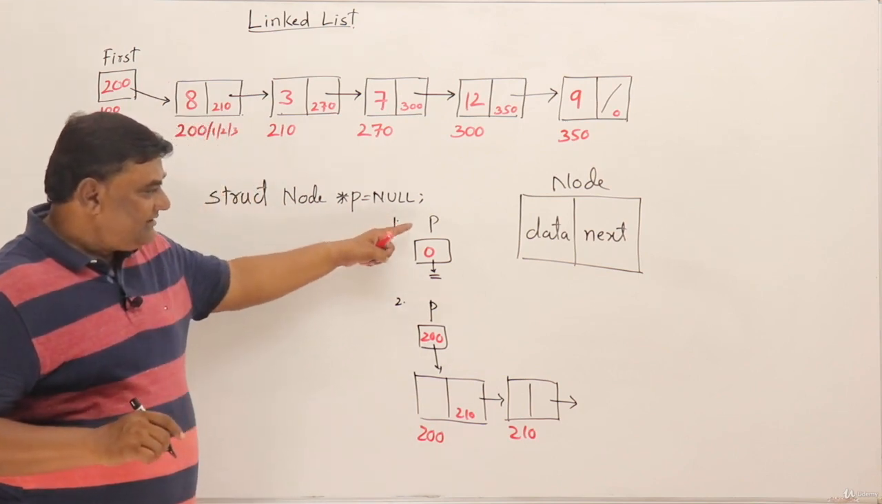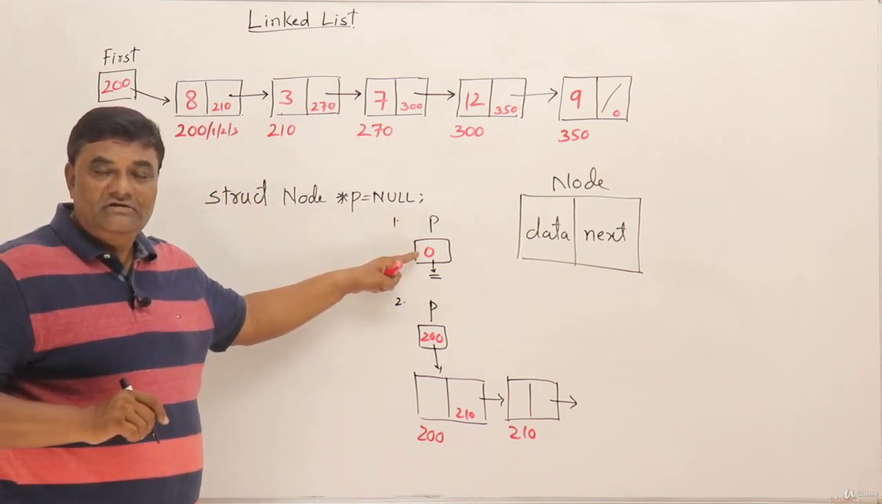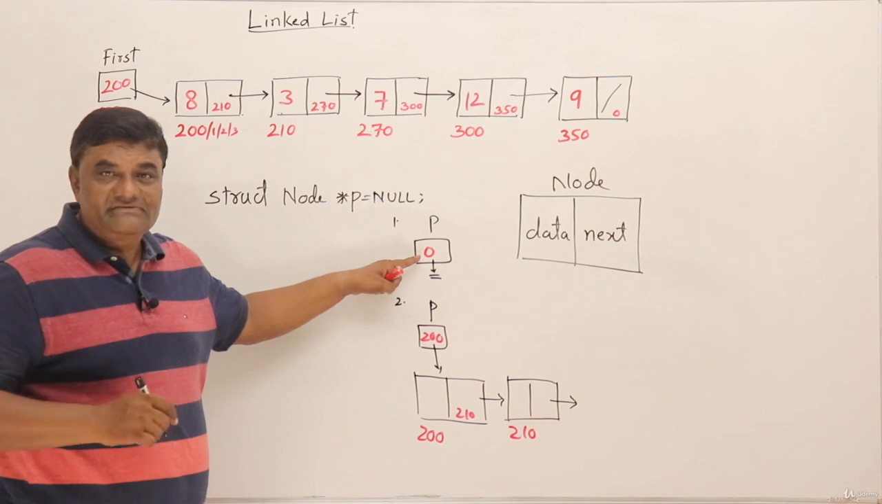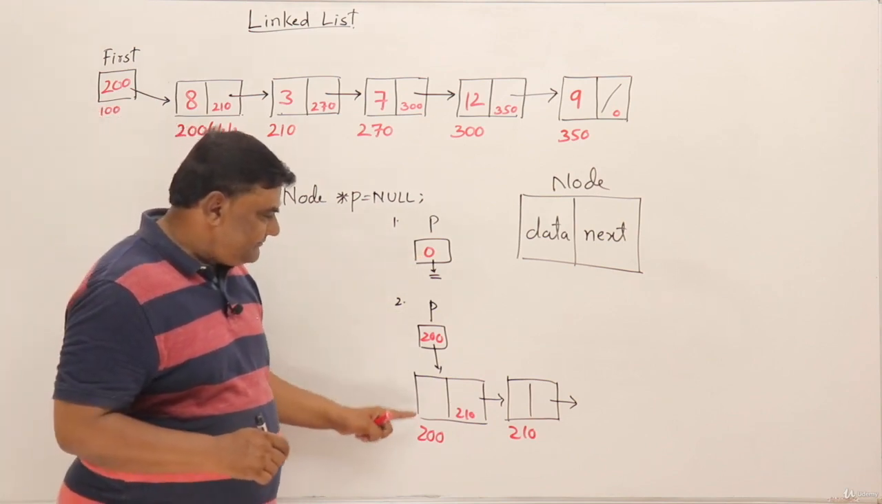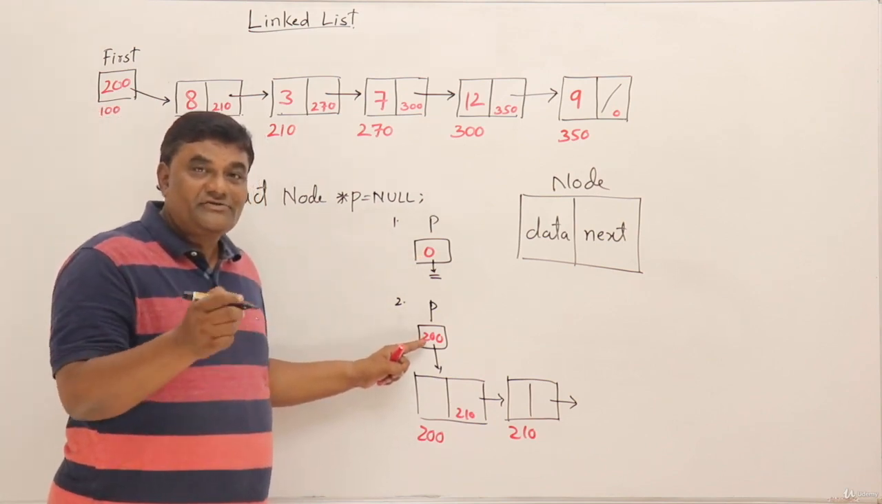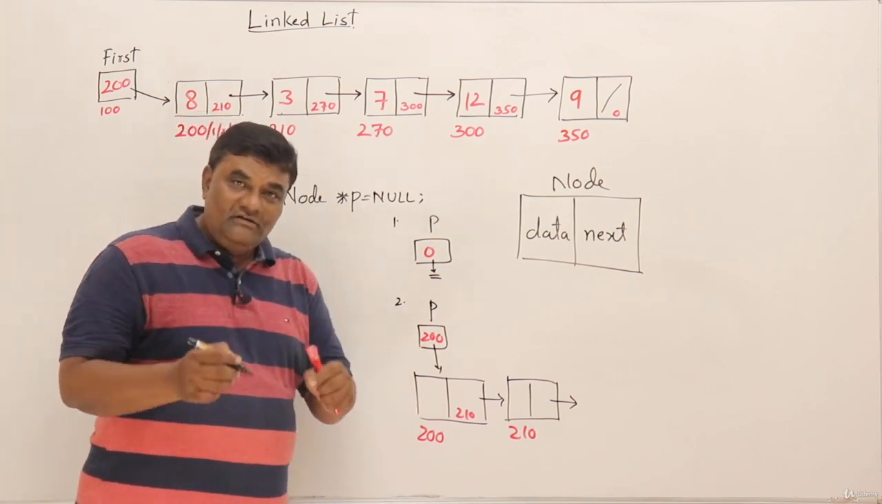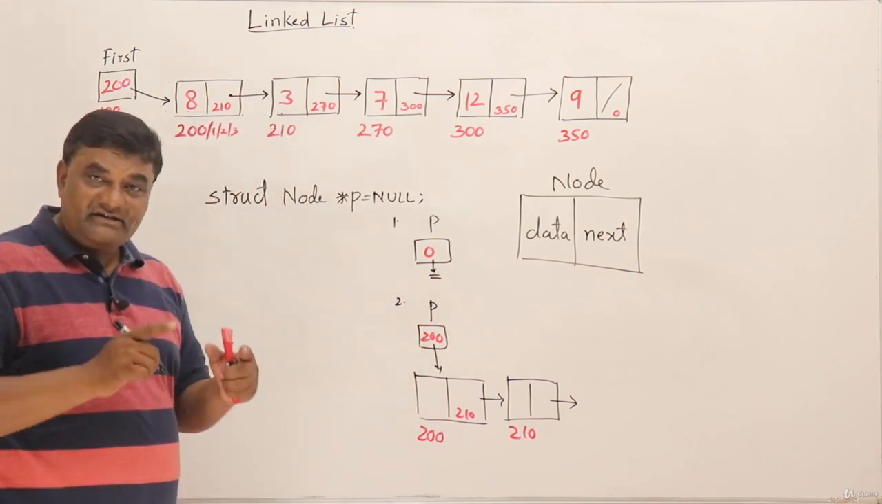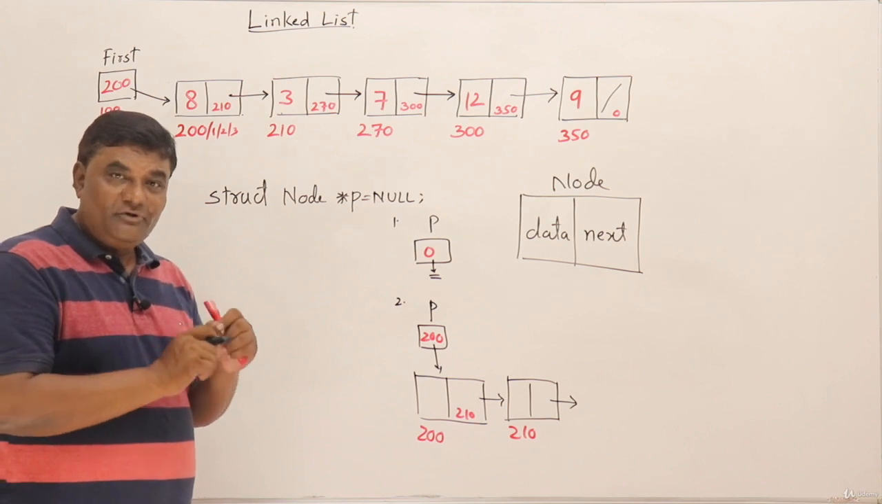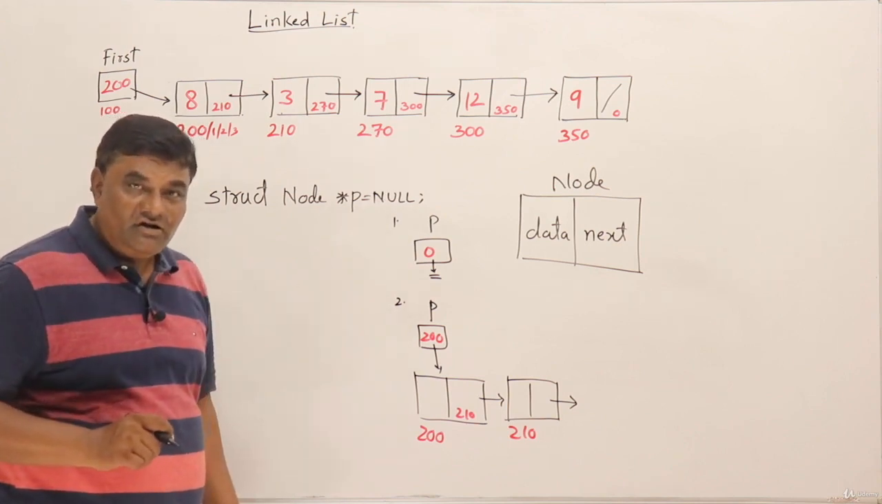So if pointer P is not pointing on any node, then it is 0. 0 means it is false. And when it is pointing on some node, it will have a non-zero value. That means it is true. Now let us see the conditions to check if a pointer P is pointing on some node or not.